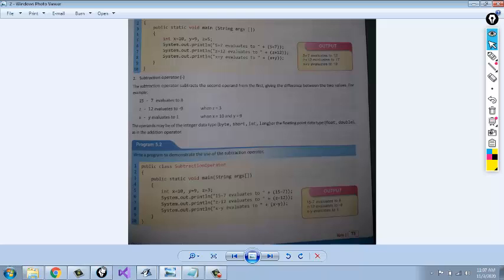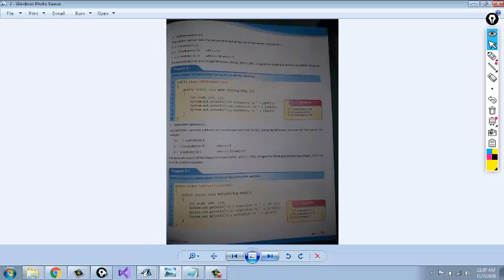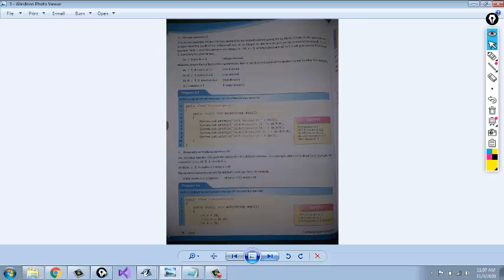Then x minus y, which means the value of y will be deducted from x. What is the value of y? Value of y is 9. Value of x is 10. So 10 minus 9, that will be 1. I hope you have no doubts regarding this. If you have doubts, you can just comment under this video.